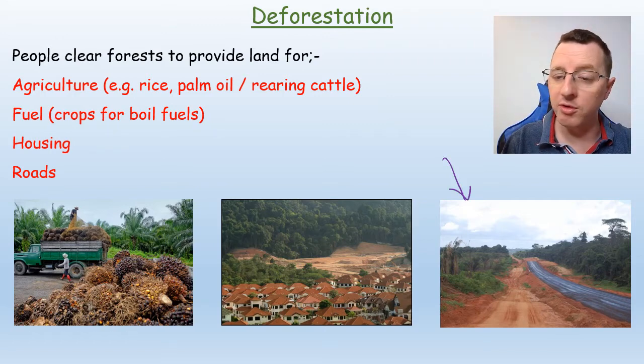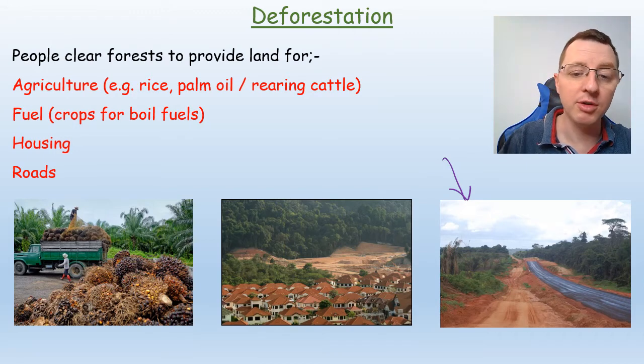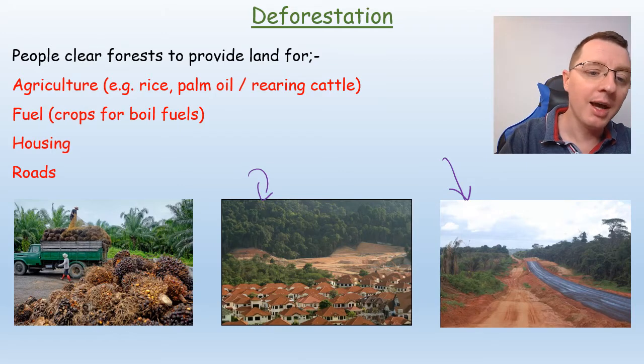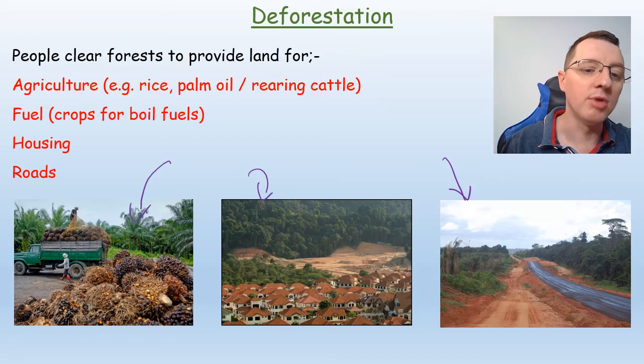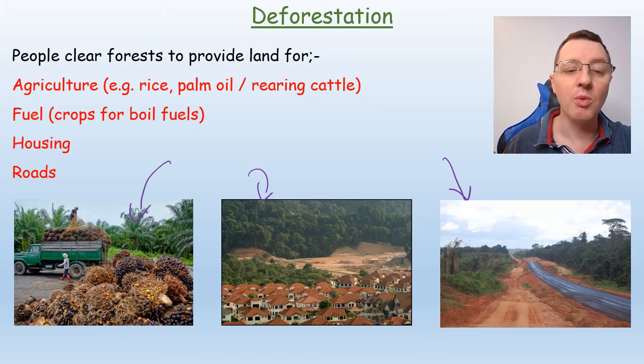Here is a road that's being constructed through a rainforest. Here they've cleared forest for land for housing, and here you can see some people which are growing palm oil, and this is grown in a palm oil plantation, which again will have been in an area where rainforest has been cleared.